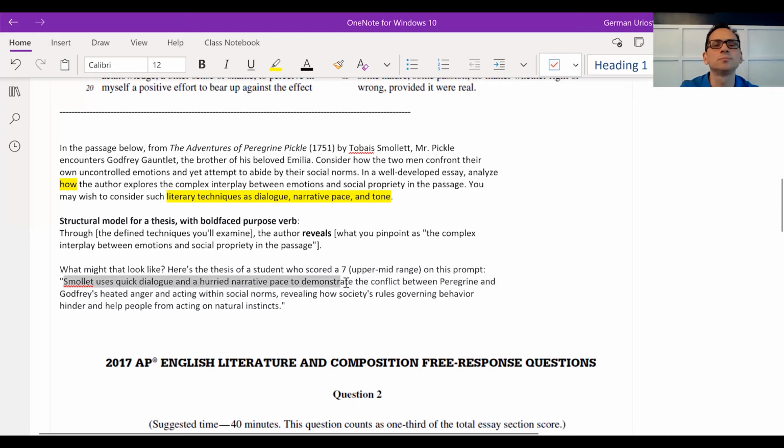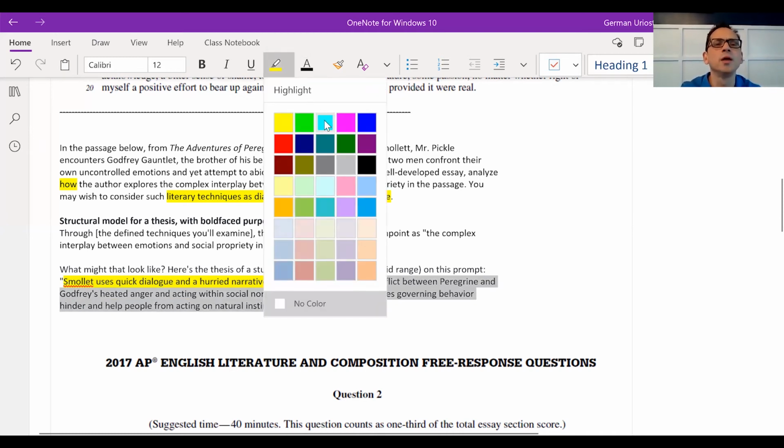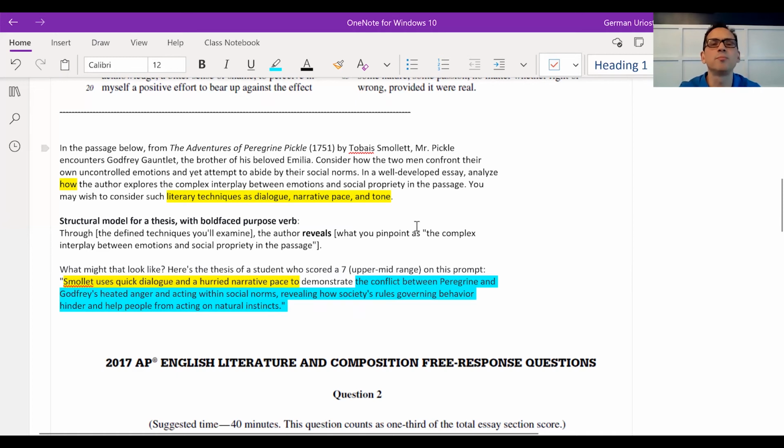So breaking this down again, right? Notice the techniques that have been highlighted: quick dialogue and a hurried narrative pace, right? And notice that there's been an attempt to define those techniques, right? Not just dialogue, but quick dialogue, a hurried narrative pace, right? And then the claim comes here, a little bit lengthy. We can probably agree upon that, but nonetheless, it gets at the prompt, right? The prompt is asking you to pinpoint how techniques underscore the complex interplay between emotions and social propriety. Here, the student has articulated her response to that. Okay.